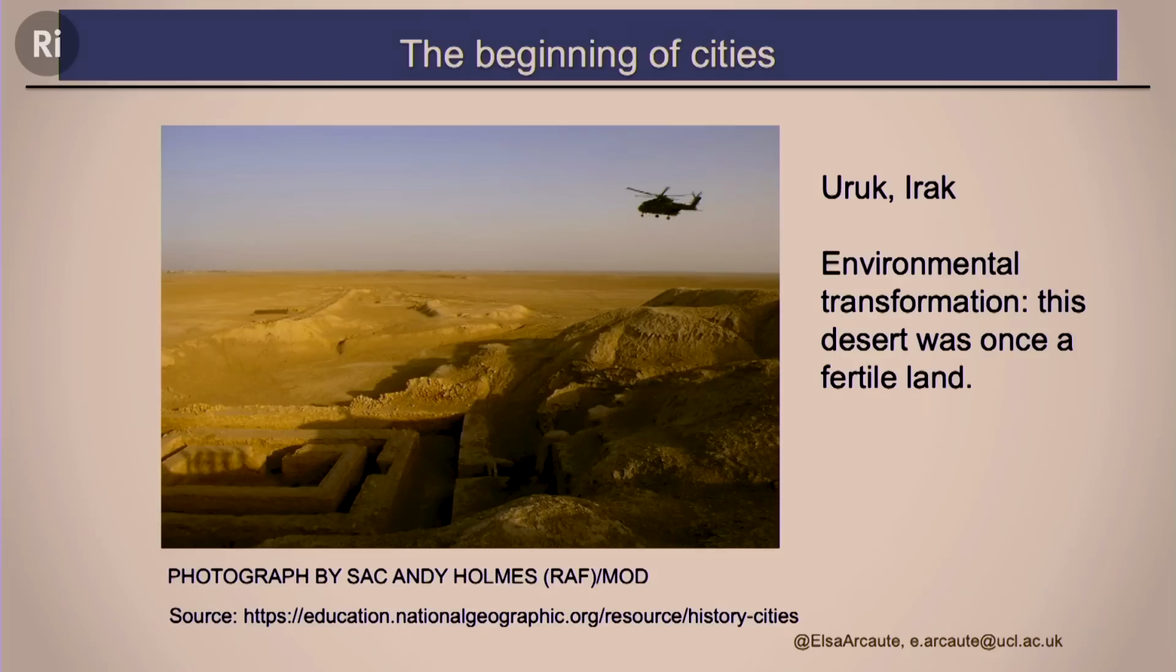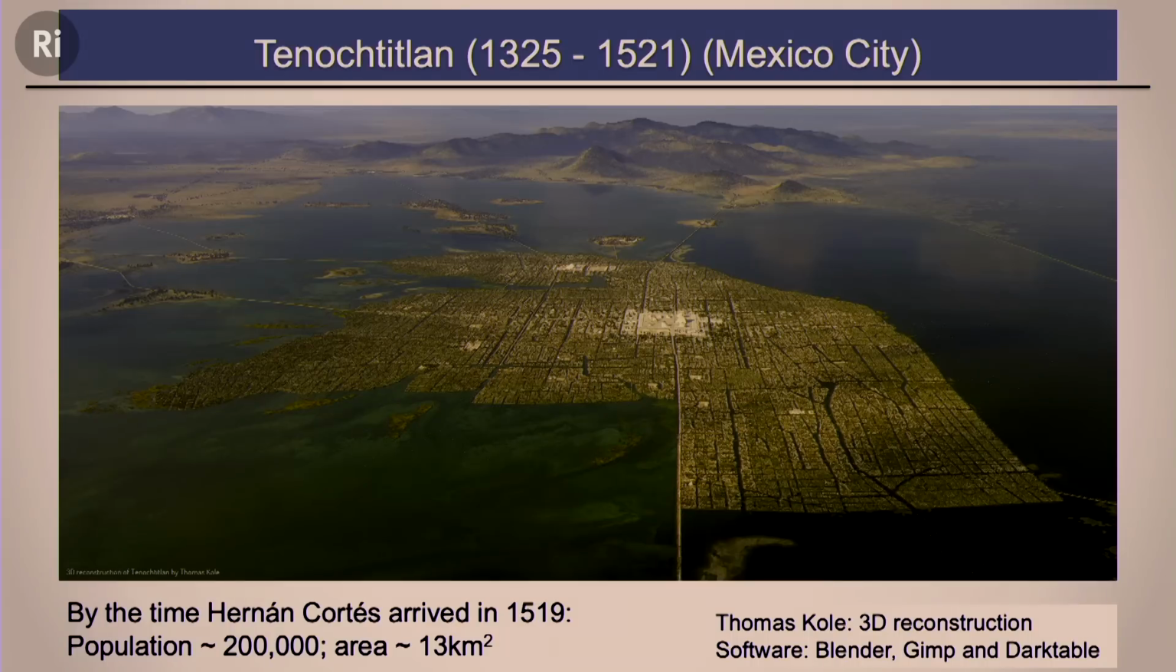So for example, if we look at the beginning of cities, and we look at a city like this one, Uruk, the first reaction when you see this is: why is this city in the middle of the desert? Who would build a city there? And of course, this didn't look like a desert when this city was built. There were resources there, and this is why the city was built there. But now the climate has changed, the environment has changed, and now it is desertic, and you don't have a city anymore.